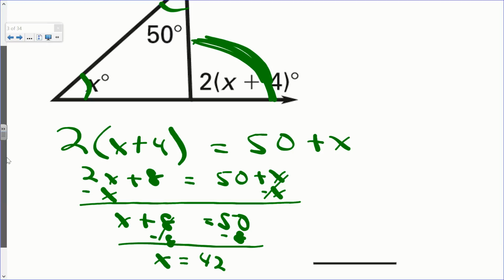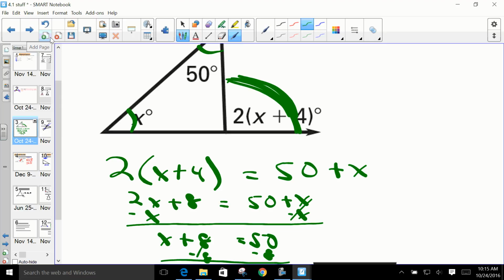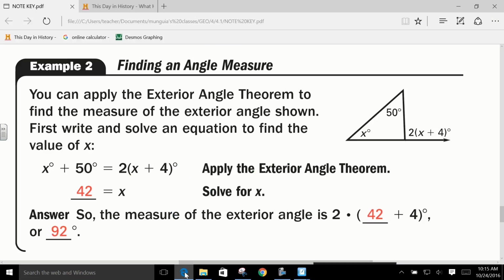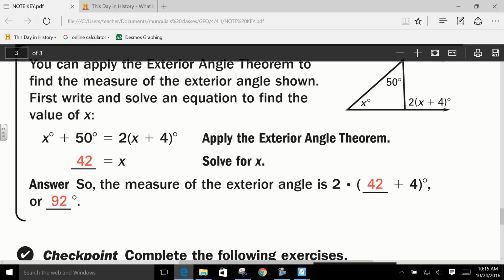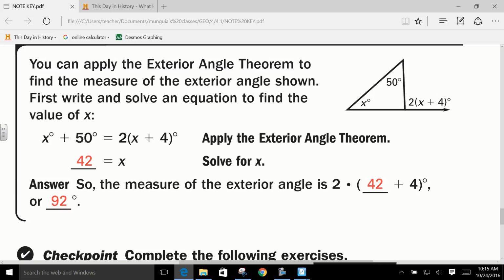So that's why on the previous example, look at our notes here. That's why you had 42 there, right? So x, they got x is 42, but they skipped all the work that I just showed you here. Right? So the measure of this exterior angle, look what they did. Wherever they saw x, they replaced it with 42 here. So 2 times 42 plus 4. So this exterior angle ended up being 92 degrees. Question so far?